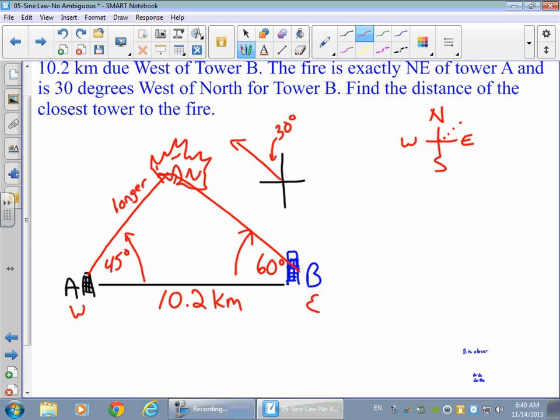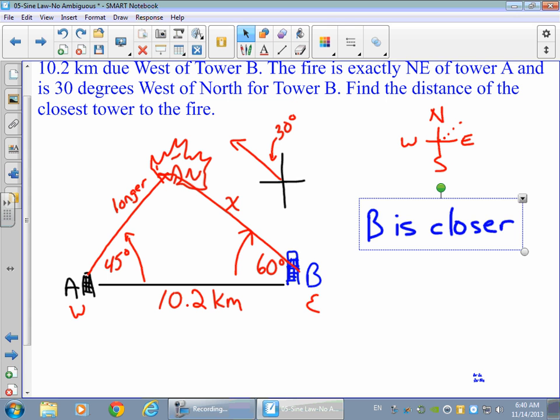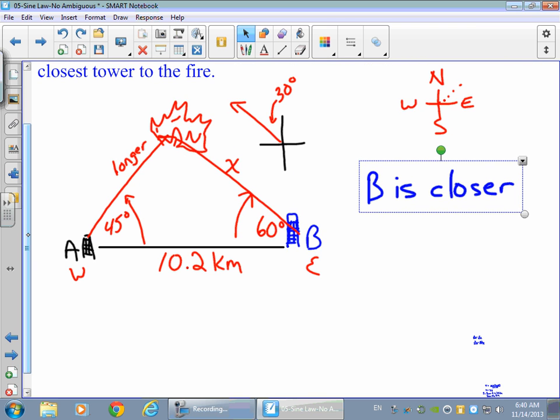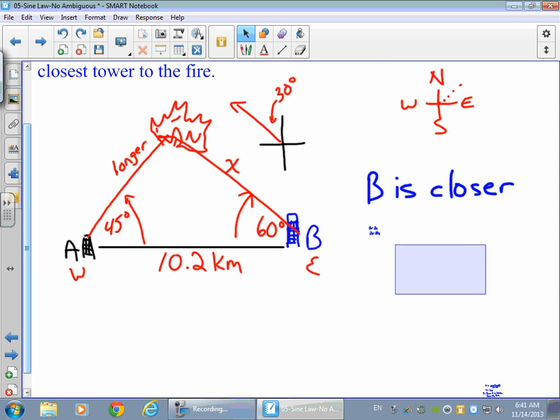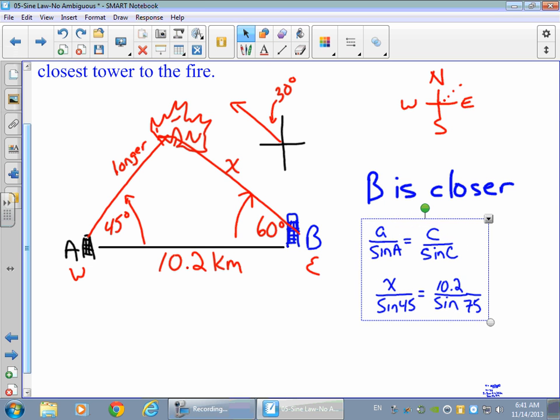And so what I'm seeing is this side over here is the one that is going to be the shortest actual length. And so I can say that B will be closer. Now again, if you don't recognize that, that's fine. Go ahead and solve for both lengths and determine which one is the shorter length.